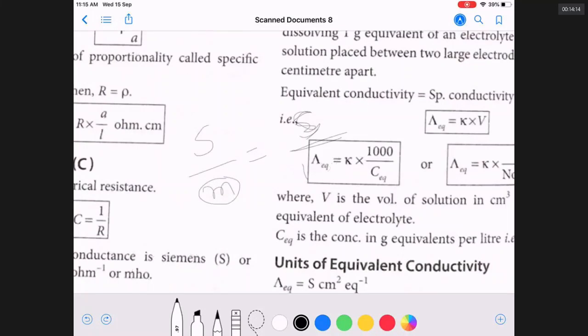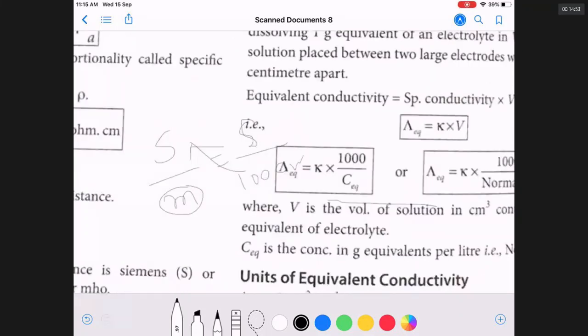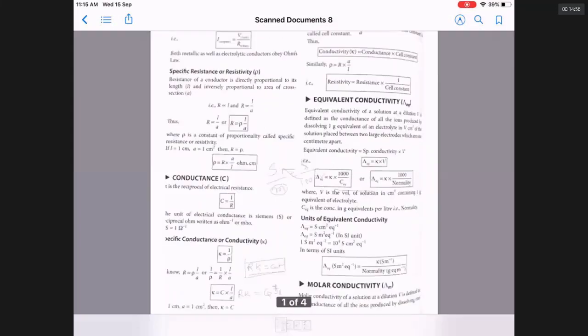Sir, please write down in this way. Siemens per meter is equal to Siemens by meter, which is equal to Siemens by 100 centimeters, since 1 meter is 100 centimeters. So if you want to convert Siemens per meter into Siemens per centimeter, take 100 this side: 100 into Siemens per meter is equal to Siemens per centimeter. Whenever they give you the value of K in Siemens per meter, when you are finding the equivalent conductance, please convert K from Siemens per meter to Siemens per centimeter. Then apply this formula, 1000 by normality, and you will get the answer. Students often forget that aspect.